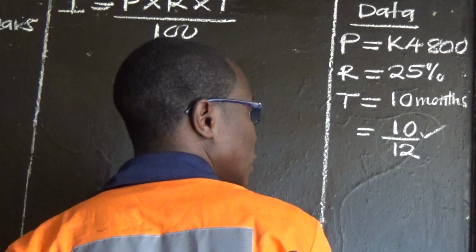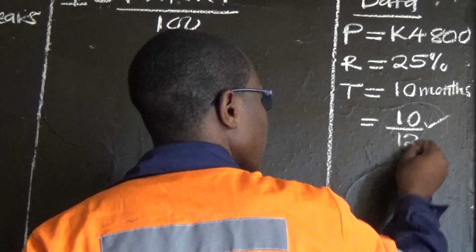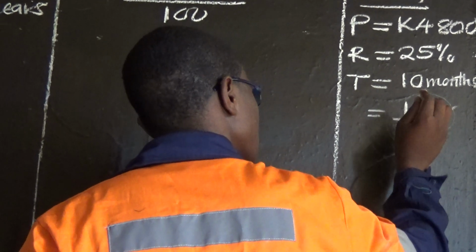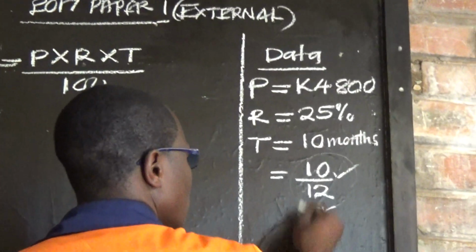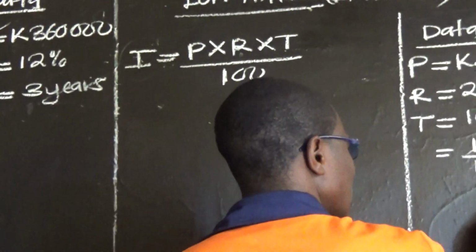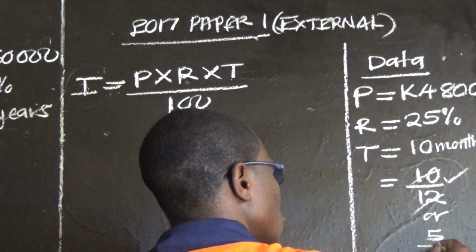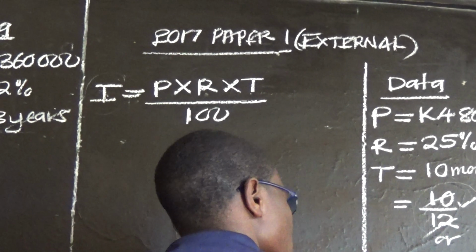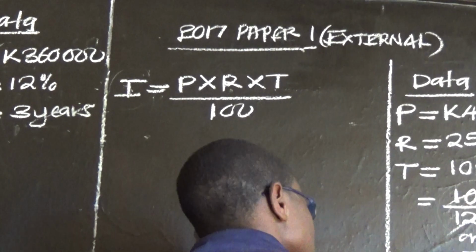Or you can even reduce it. Or you can say which number can go into 10 and 12? 2. So 2 into 10 is 5. Then 2 into 12 is 6. So 5 over 6 or 10 over 12. You can get this one as your time.